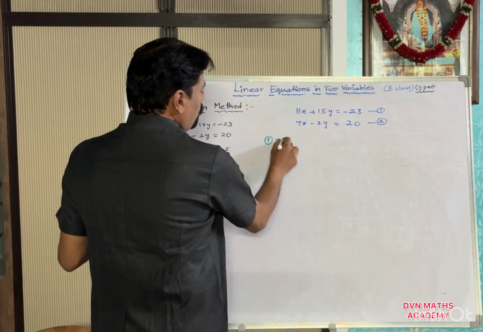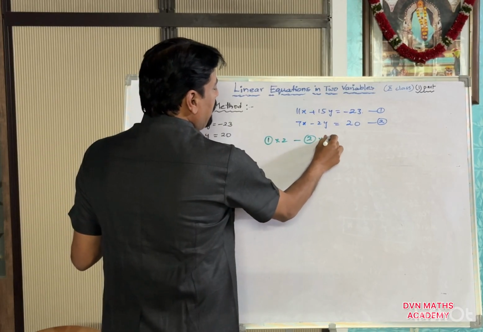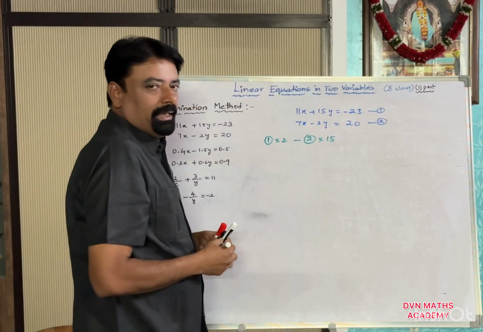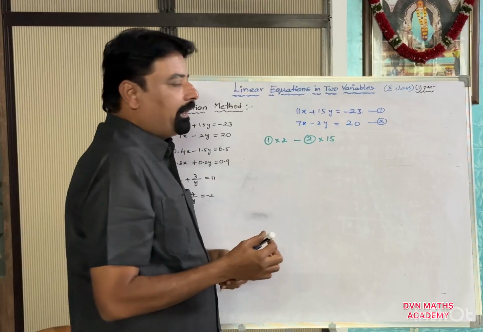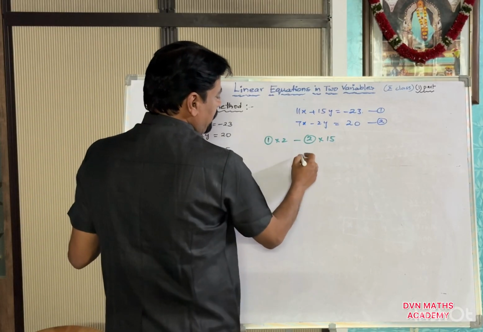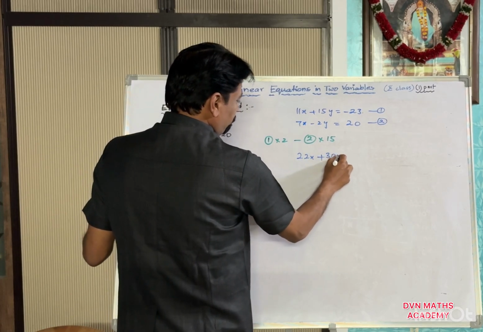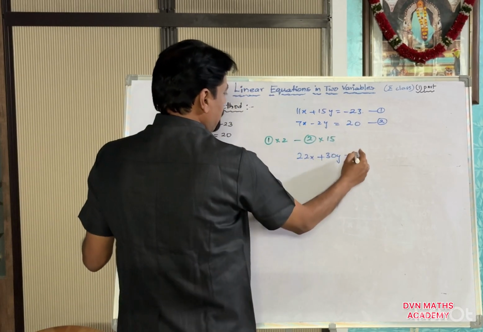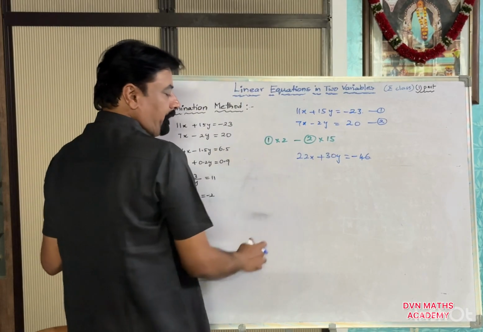First equation into 2 minus second equation into 15, I am doing. What happened, you see? If I multiply the first equation with 2 and the second equation with 15, what happened? If you multiply the first equation with 2, this becomes 22x plus 30y is equal to minus 46. Next, the equation you are multiplying with 15.